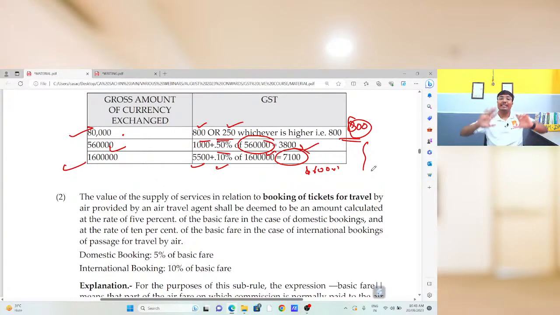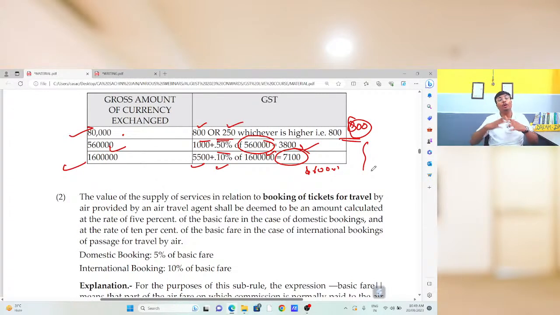So conclusively we can say there are two options available in the hand of a banking company. First is regular, another is composition. In case of the regular scheme, there are three situations. As per the first situation, if the RBI reference rate is available, in that case the difference between the buying or selling rate and the RBI reference rate, multiplied by the number of units. If I have no RBI reference rate, in that case the value of the amount converted will be multiplied by 1%. And if the amount is not converted into Indian currency, in that case both the amounts are to be converted into Indian currency, and whichever is less, multiplied by 1%, that will be the value of supply in case of a bank.